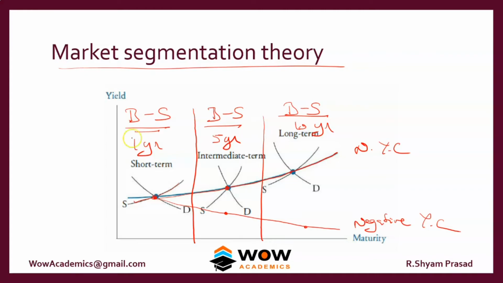So the yield curve is not a single line. It is actually different types of markets, and in each market there are different buyers and sellers. Their interaction is only determining a single point. Only when we connect the points do we get the yield curve. That is called the market segmentation theory.